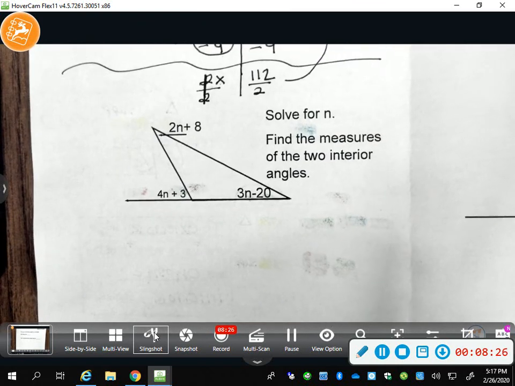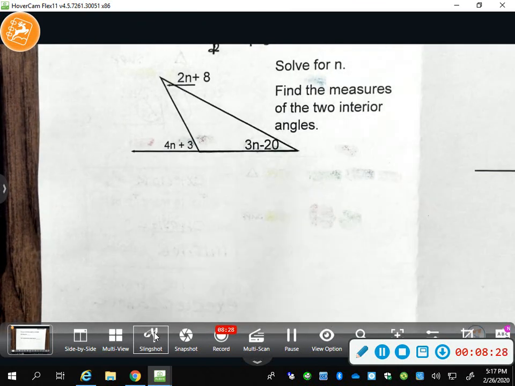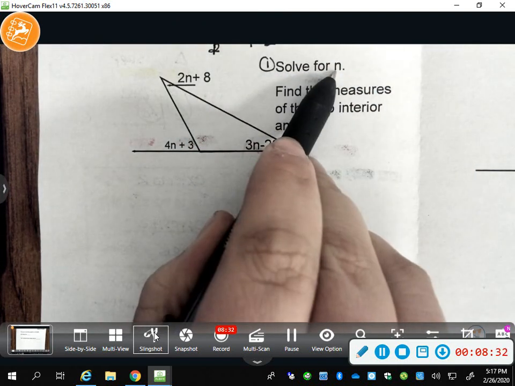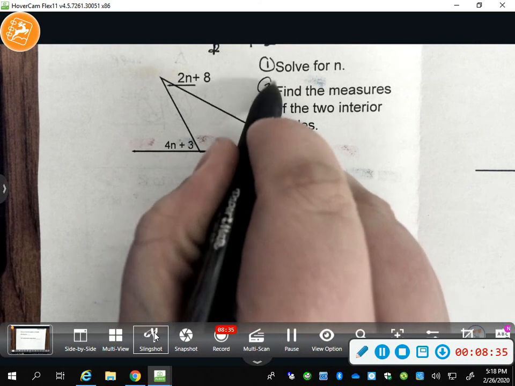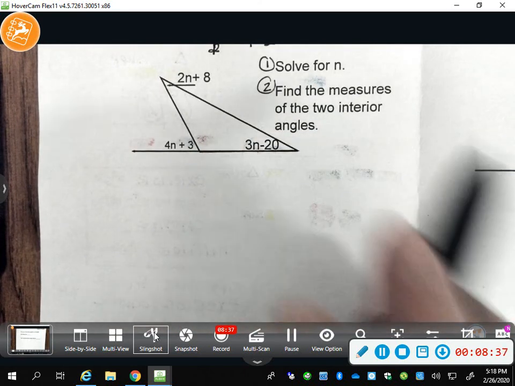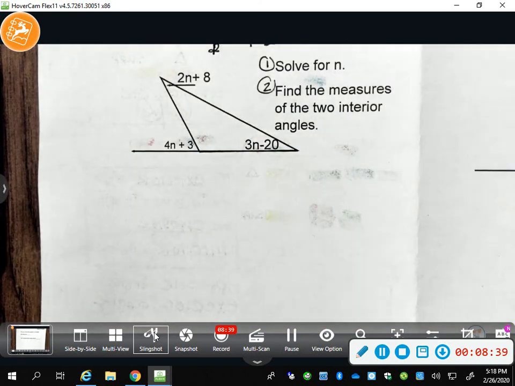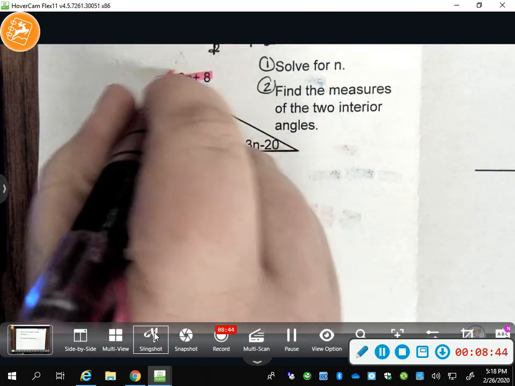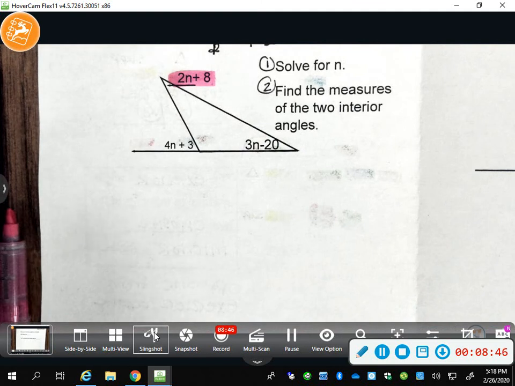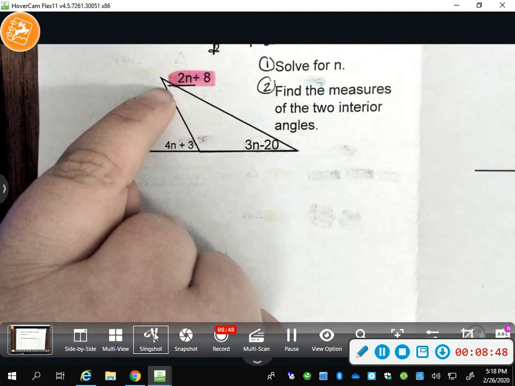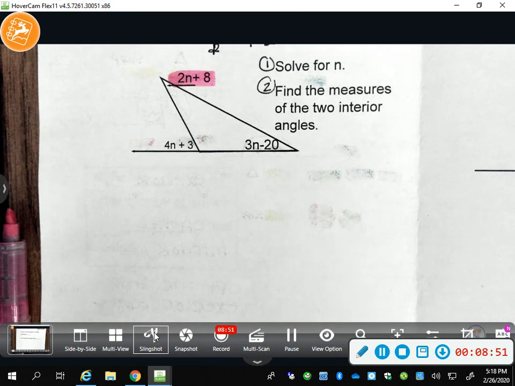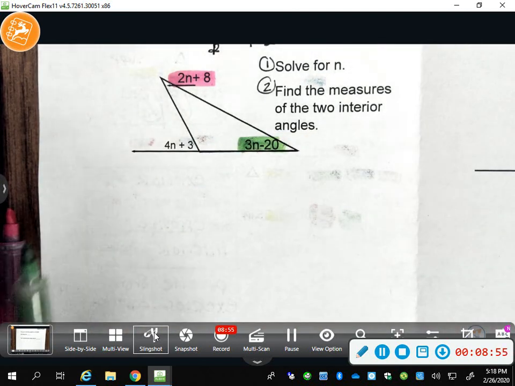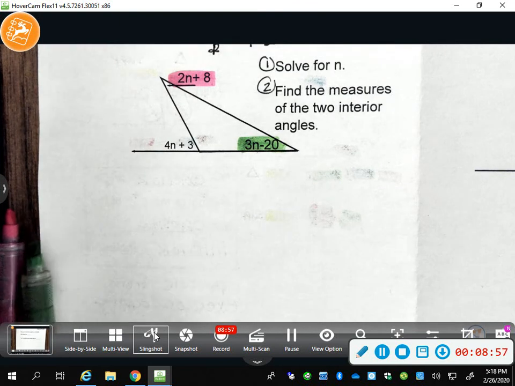Now we'll look at the bottom right example in our notes. The first thing we want to do is solve for n. The second thing we want to do is find the measures of the two interior angles. I am going to use 2 different colors for the interior angles since we do want to solve for both of them. I'll say that 2n plus 8 is the interior angle because it's inside of the triangle. That I'll color pink. I'll say 3n minus 20 will be the green interior angle, and my exterior angle will be 4n plus 3.